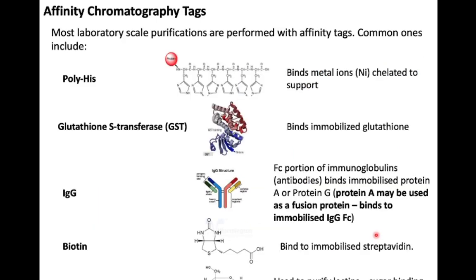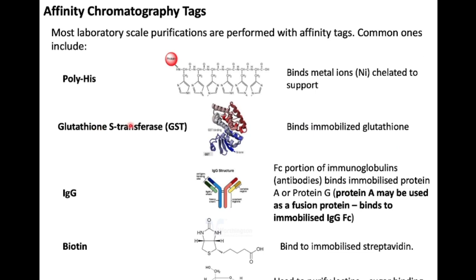So now looking at affinity chromatography tags. There are different types of tags that we can use in the lab, and some of the common ones are included on this slide. The first one is the polyhistidine tag. This is made up of 6 histidines, which is fused to our protein. The 6 polyhistidine tag binds metal ions, so a nickel chelated support, so we can use something called a nickel column to purify our protein.